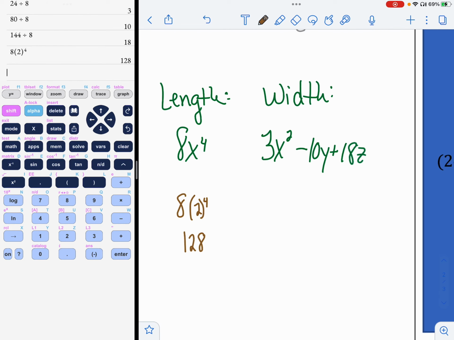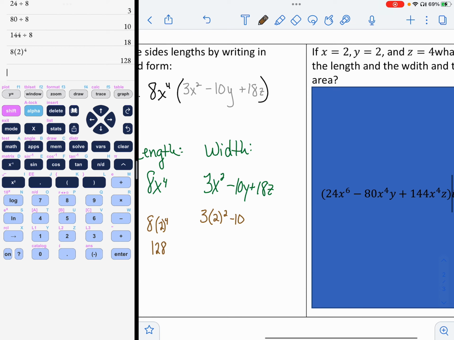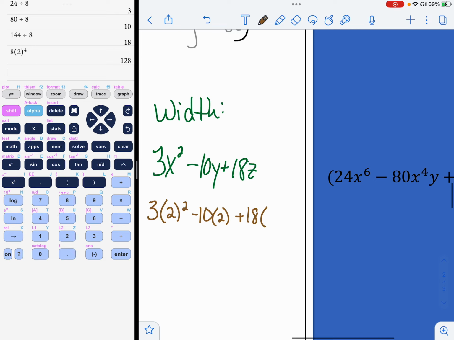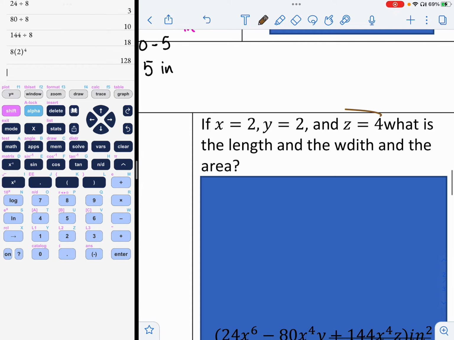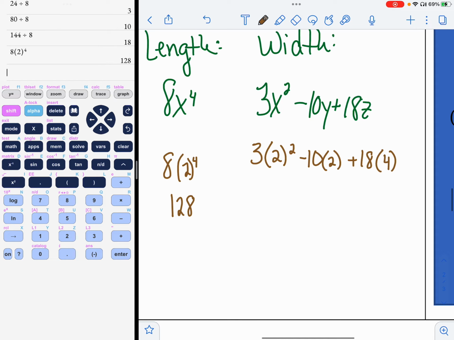I'm going to do the same thing here, but oof, look, I have a lot of x's. So that's going to be 3 times 2 squared minus 10 times what was y? 2 again. I made y the same thing. Sure, why not? Plus 18 times, and what did I say z was? 4. Pull that from over here. These are just random made up things that Miss Langeli did that hopefully work. I think they will. So we'll do 3 times 2 squared minus 10 times 2 and then plus 18 times 4.